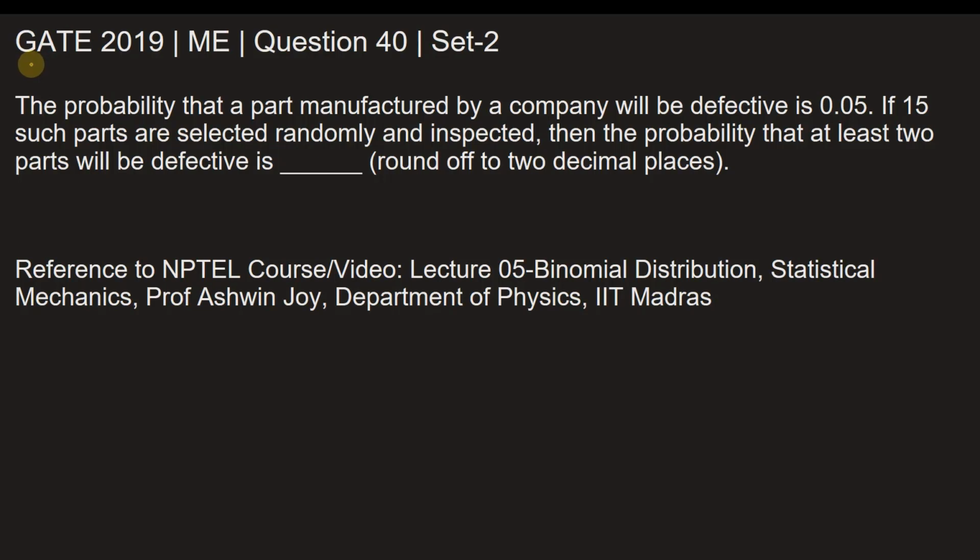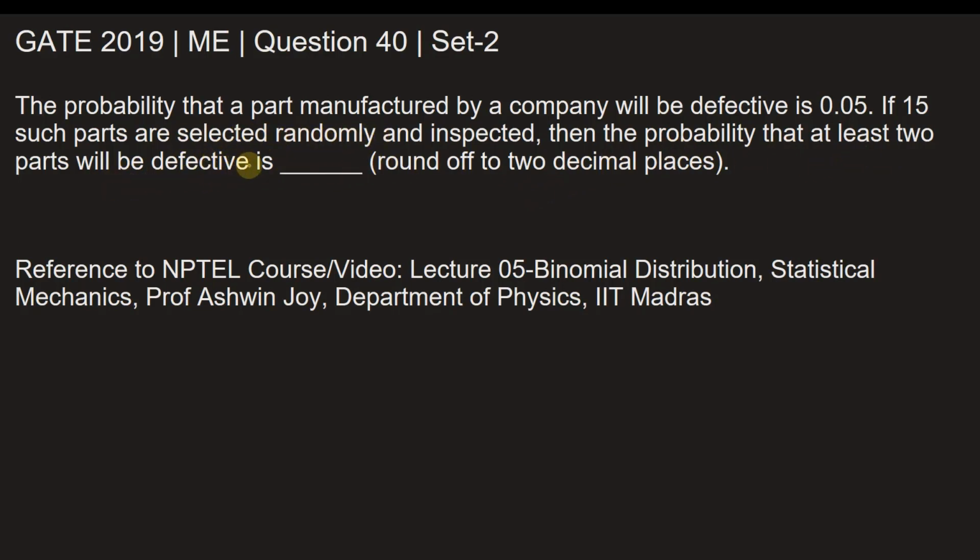This question is from GATE Mechanical Engineering paper of 2019. This is question number 40 of set 2. The question is: the probability that a part manufactured by a company will be defective is 0.05. If 15 such parts are selected randomly and inspected, then the probability that at least 2 parts will be defective is... So we need to find the probability that at least 2 of the 15 randomly selected parts are defective.